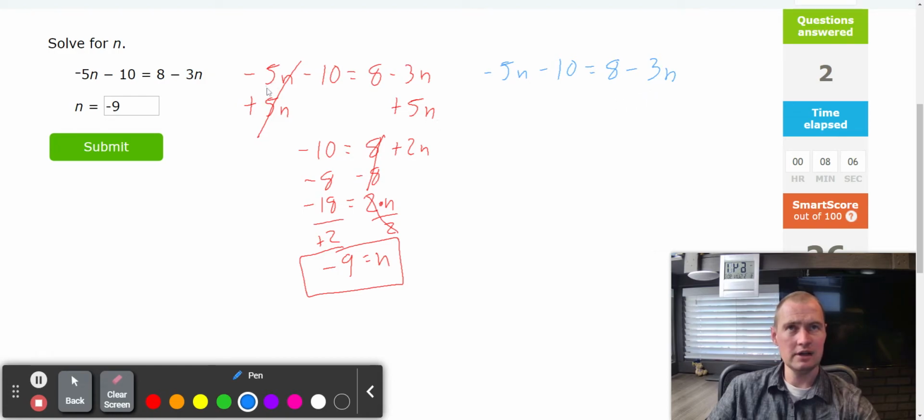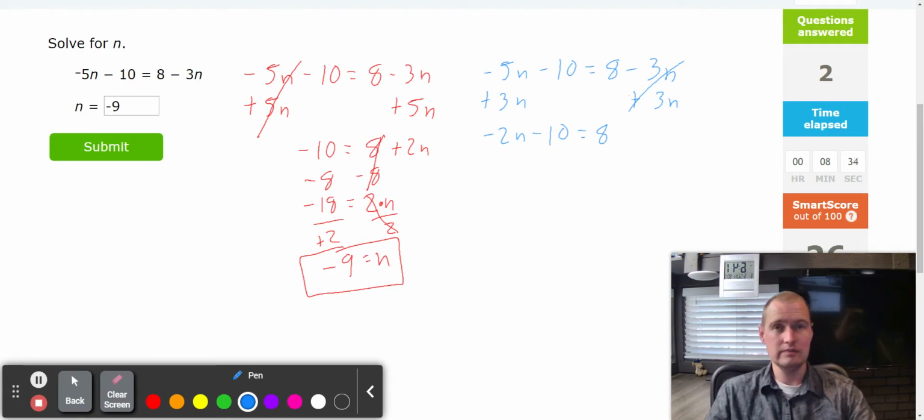So again, look at the red equation here. Notice that we dealt with the 5 first. But what if we deal with the 3 first? So we add 3n to the right side, and we also add 3n to the left side. Well, what happens here? Negative 5n plus 3n leaves us with negative 2n minus 10 equals 8, and the 3's are out. Now we're back to a two-step equation.